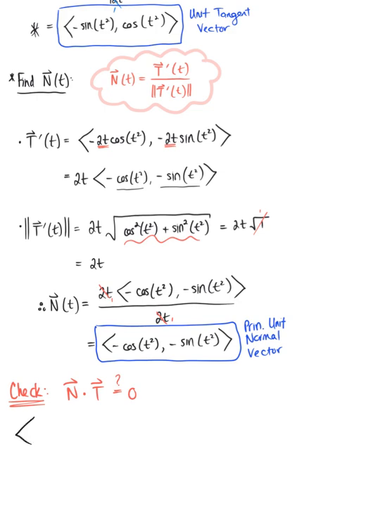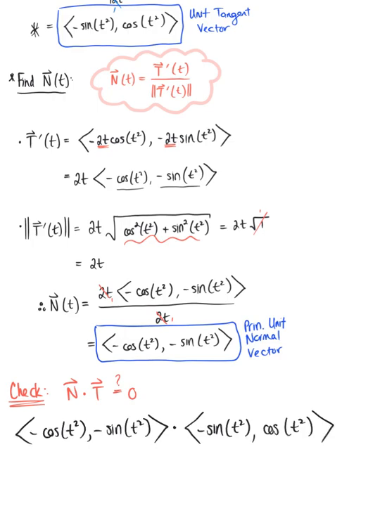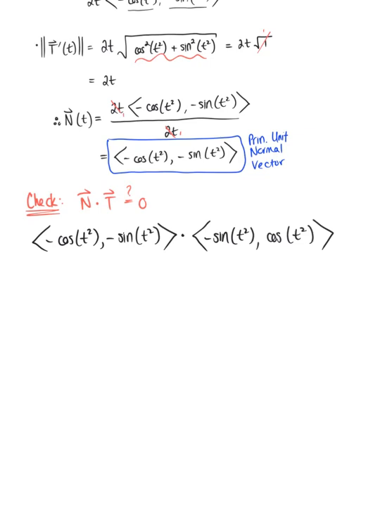So let's see, we have the principal unit normal vector, which we found to be minus cosine of t squared, minus sine of t squared. And we found the unit tangent vector to be minus sine of t squared, positive cosine of t squared. All right, so let's go ahead now and compute the dot product to make sure we get 0. So we have negative cosine of t squared multiplied by negative sine of t squared, which leaves us with positive cosine of t squared multiplied by positive sine of t squared. And then we have plus minus sine of t squared multiplied by cosine of t squared. So that leaves us with minus sine of t squared times cosine of t squared.